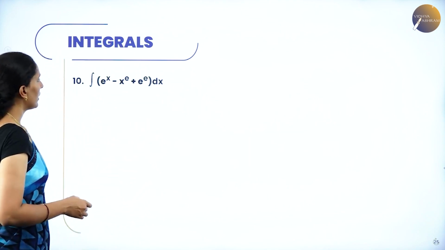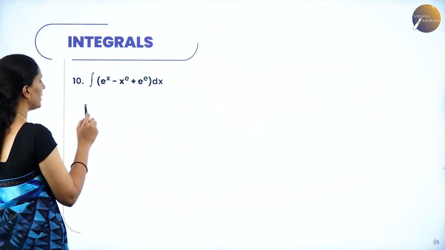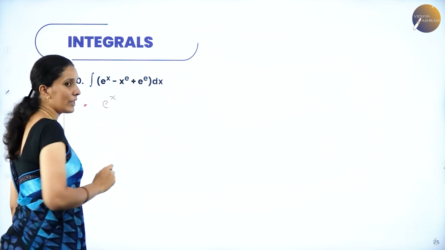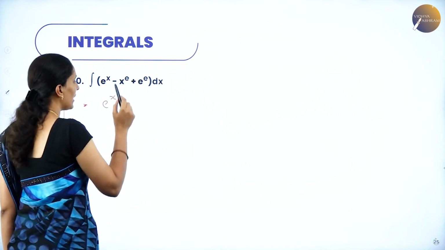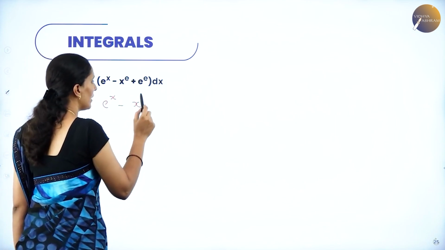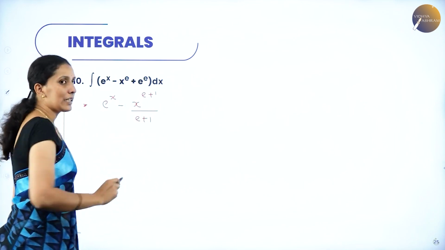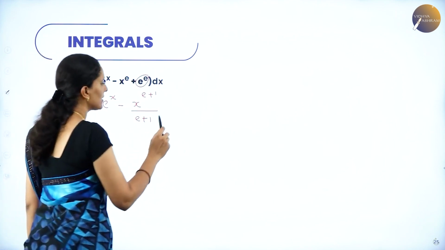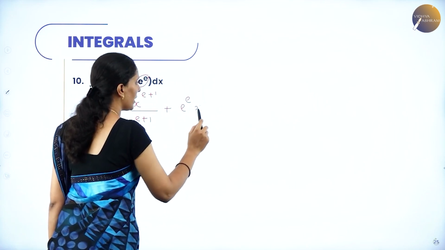Next, e^x minus x^e plus e^e. So the integration of e^x is e^x only. For x to the power n, we get x^(n+1)/(n+1). So e is a constant, hence we can write x^(e+1)/(e+1). e is a constant, the power e is also constant, thus e^e is a constant. Hence the integration of e^e becomes e^e into x.